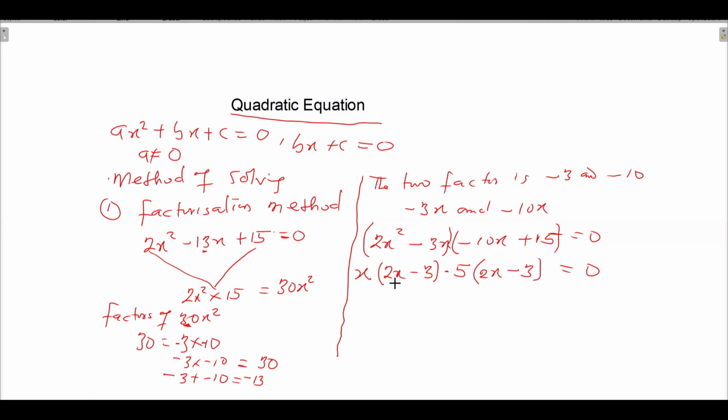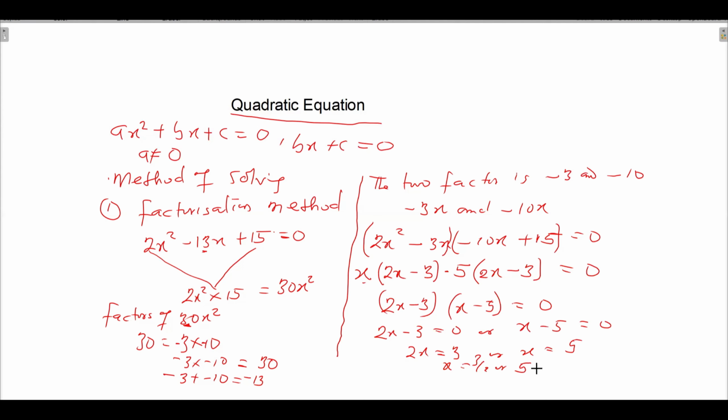which is equal to, you see, we must get the same thing inside this bracket. So that means we just combine it. Since we have the same, we can pick one, say 2x minus 3, and we combine this and this together: x minus 5 equals 0. So you can now set each to 0, that's 2x minus 3 equals 0, or x minus 5 equals 0. So that means 2x equals 3, or x equals 5. I mean, x equals 3 over 2 or 5 in this situation.